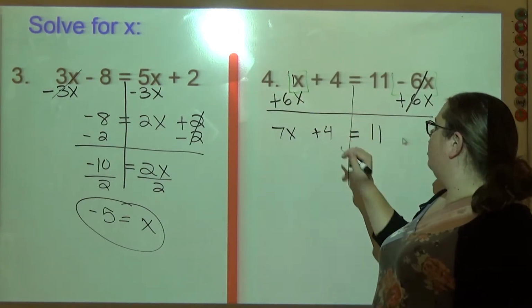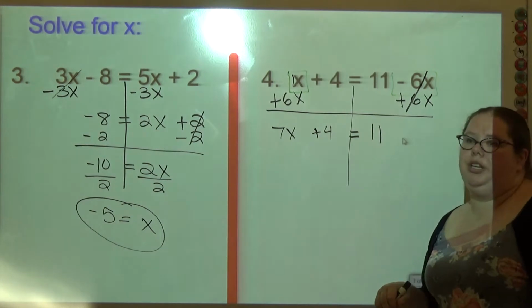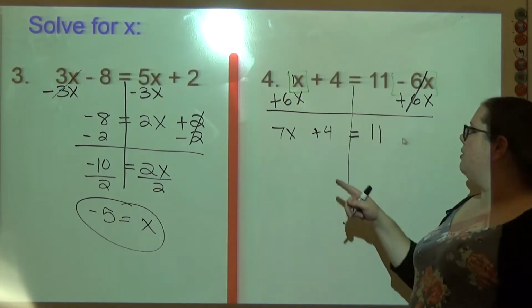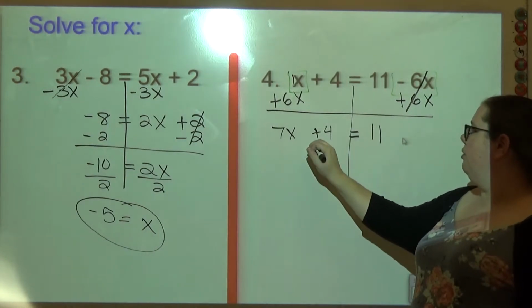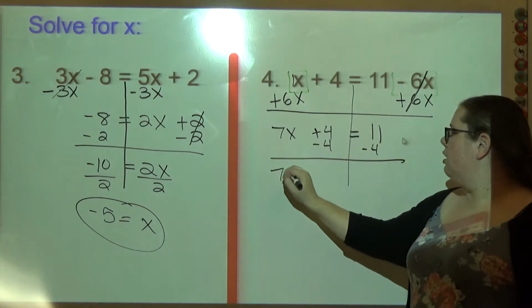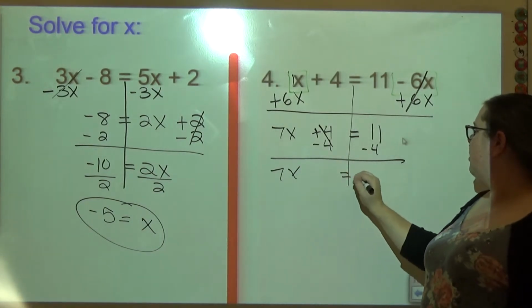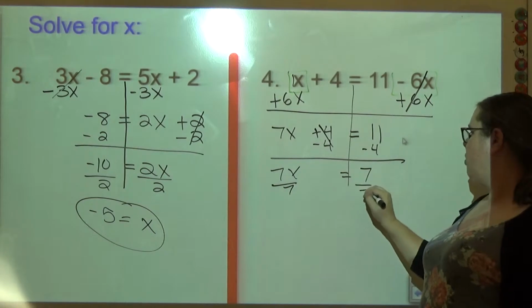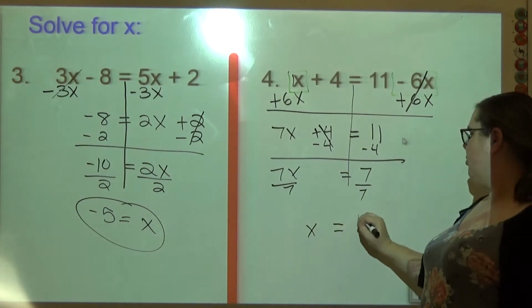Don't forget there's an invisible 1 in front. Plus 4. Then it's reverse order of operations. We want to add and subtract first. To get that x alone, we subtract 4. 7x equals 7. Divide by the coefficient. x equals 1.